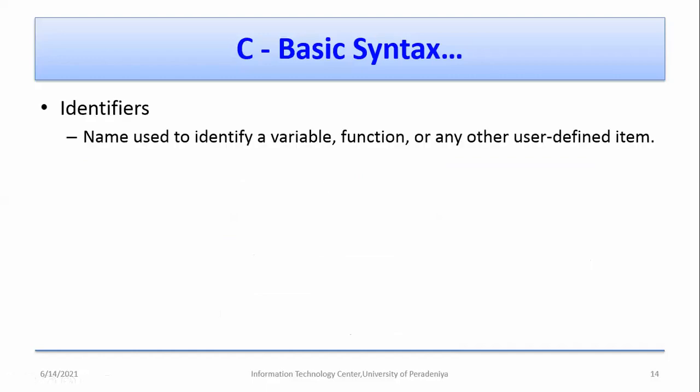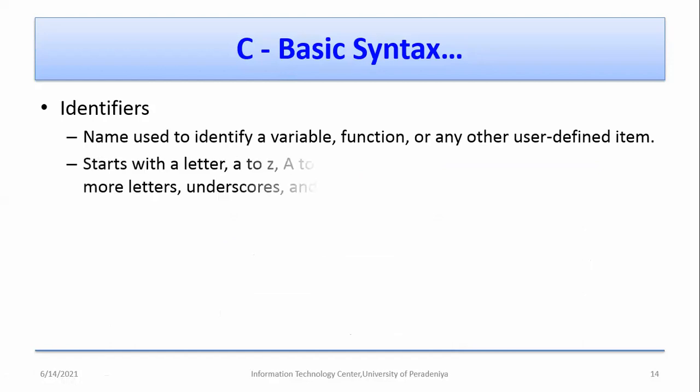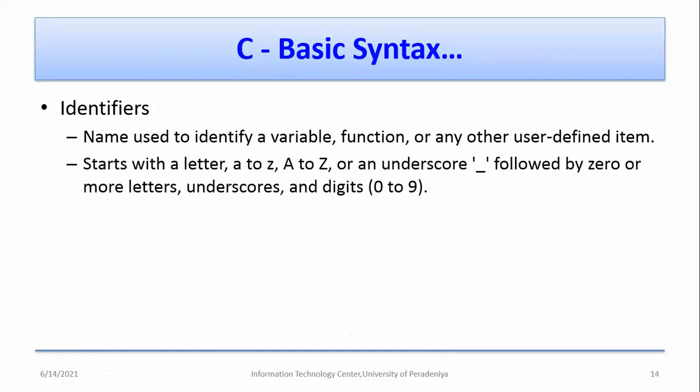Actually, an identifier means a name used to identify a variable, function, or any other user-defined item. When you use an identifier, it should start with a letter. Letter means uppercase or lowercase, we call simple or capital. So you can use small a to small z or capital A to capital Z, or you can use underscore followed by zero or more letters. You can use digits and all those things after the first letter.